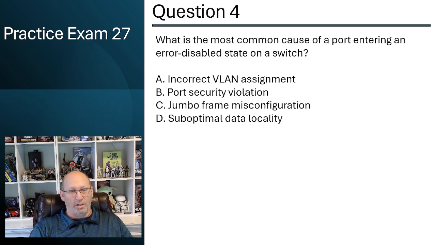Question number 4. What is the most common cause of a port entering an error-disabled state on a switch? We have A, incorrect VLAN assignment. I don't think so. B, port security violation. Possible. C, jumbo frame misconfiguration. I feel like we've messed around with jumbo frames too much. And then D, suboptimal data locality.